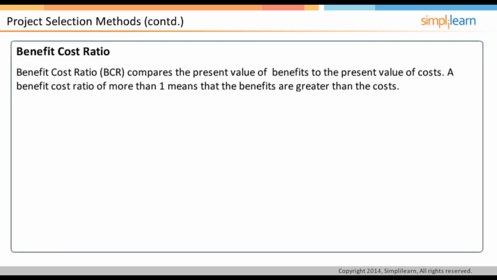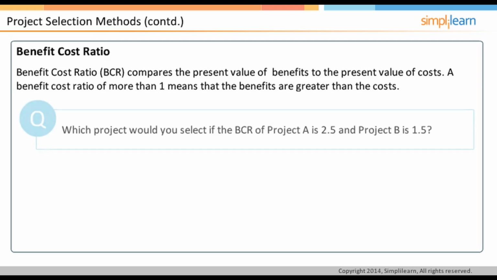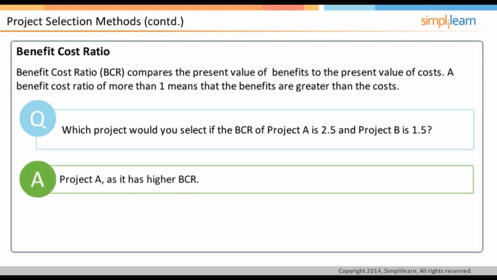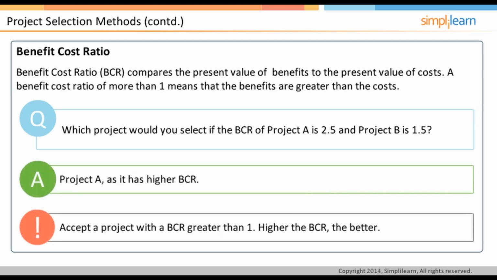Benefit-cost ratio is the ratio of the present value of benefits to the present value of costs. A benefit-cost ratio of more than 1 means that benefits are greater than the costs. If the benefit-cost ratio of Project A is 2.5 and benefit-cost ratio of Project B is 1.5, which project would you select? The answer is Project A, as the benefit-cost ratio is higher in Project A. Click Close to go to the Process Selection Methods dashboard.